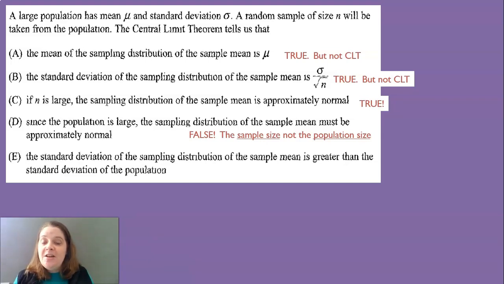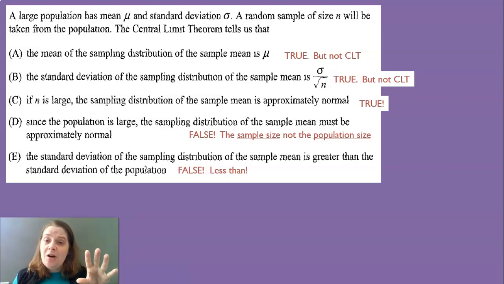The standard deviation of the sampling distribution of the sample mean is greater than the standard deviation of the population. That's false. It's going to be less than, because if you take sigma and divide it by the square root of n, that's always going to be less than whatever sigma is. But also, that's not what the central limit theorem says either.